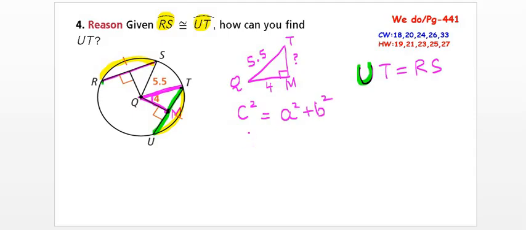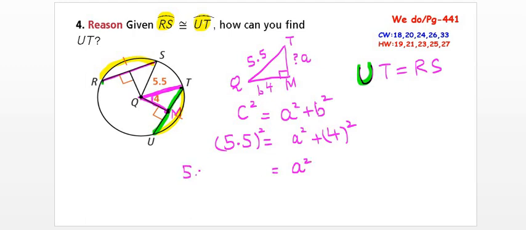Now let's put the values into it. What is the value of C squared? It is 5.5 squared, which equals A squared plus B squared. Let's call this one A, and this one B, the two legs of the right angle. So we have A squared plus 4 squared, right? Now how can we get the value of A squared? Move this 4 squared to the other side. So we have 5.5 squared minus 4 squared, right?